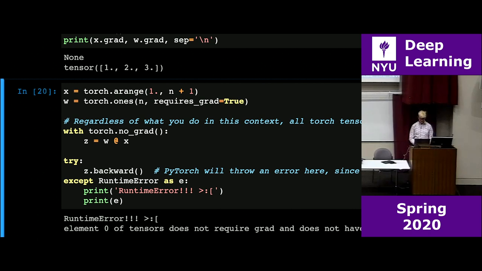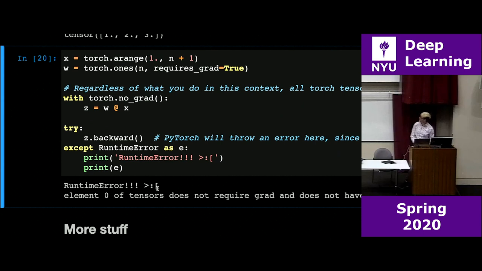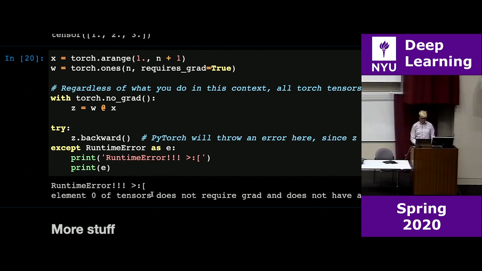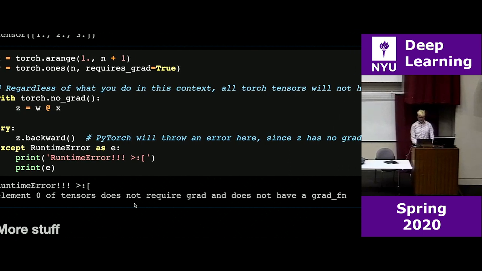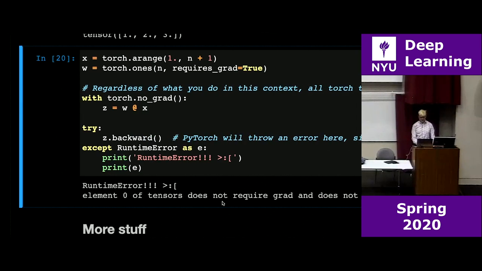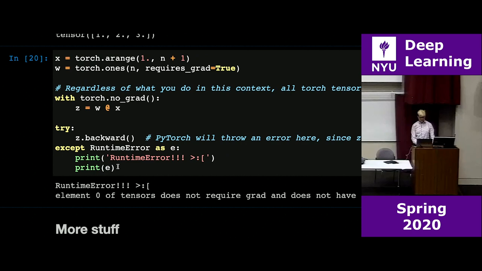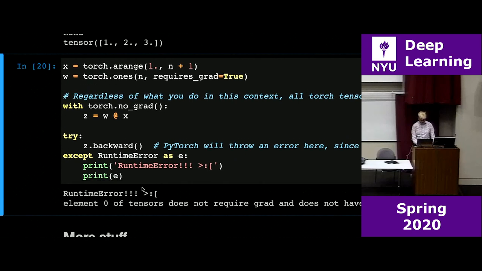So if I run this one, you get an error, and you have a very angry face here, because it's an error. It tells you, element zero of tensor does not require grad and does not have a grad function. So Z, you couldn't run backprop on Z because there is no graph attached to Z, okay? Questions? This is so powerful. You cannot do this stuff with TensorFlow, okay?